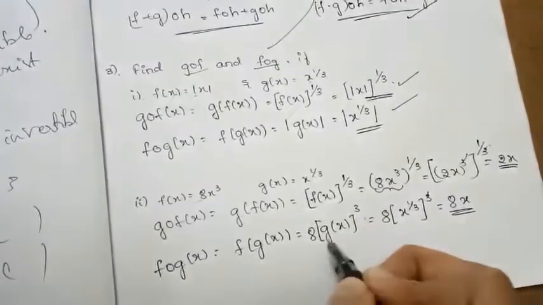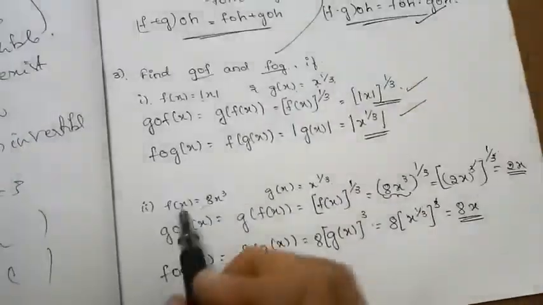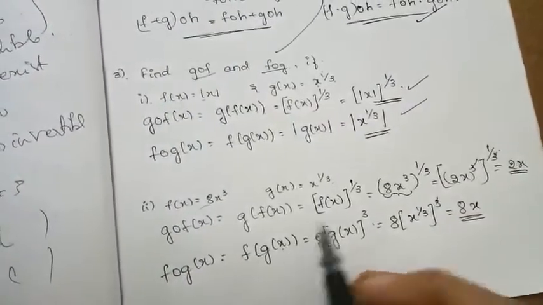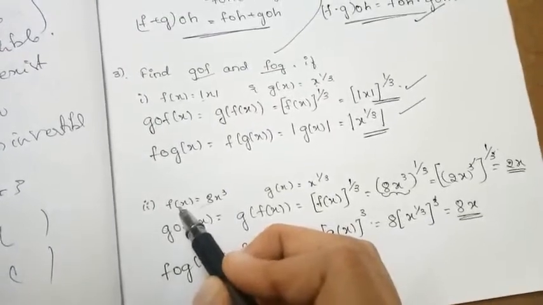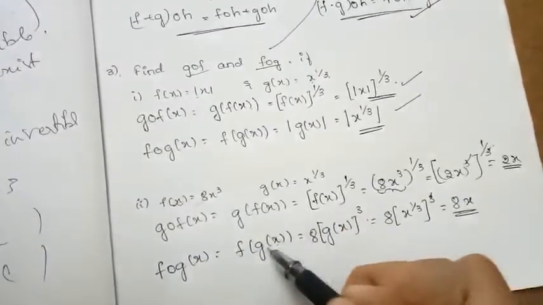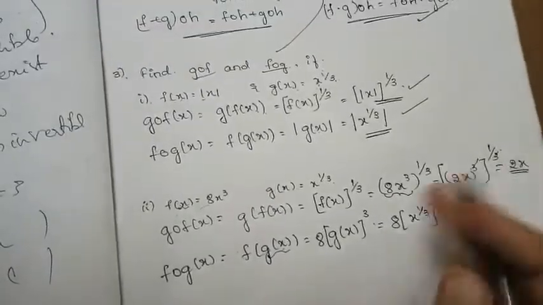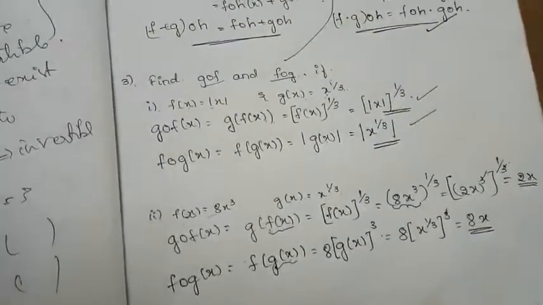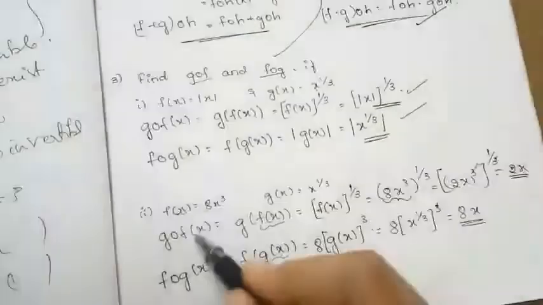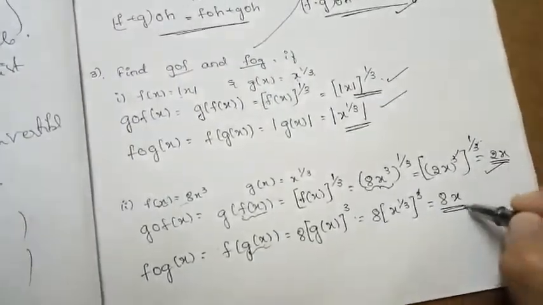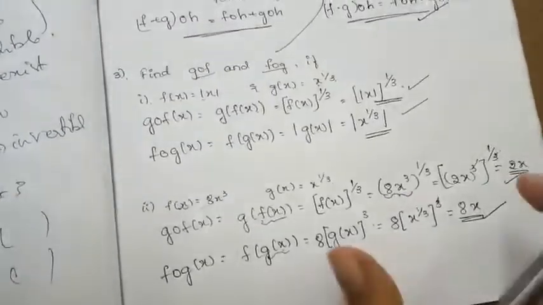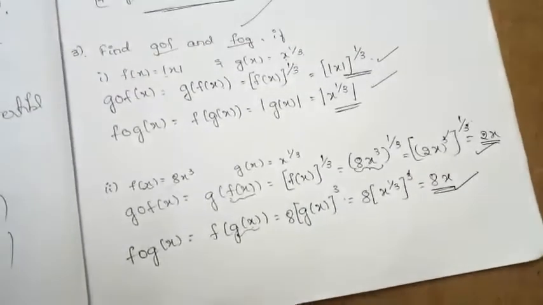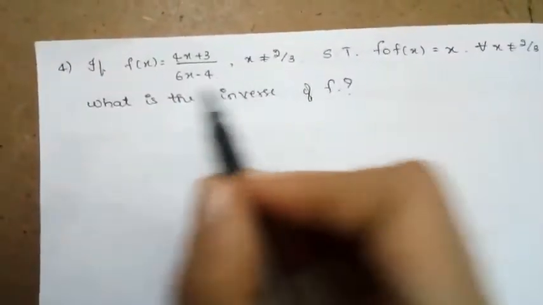So here, f(x) is 8x cubed. f(t) is 8t cubed. So f(g(x)) means we are just replacing the place where x is with g(x). Similarly here, where x is there, we are replacing that x with f(x). That's all with solving g∘f and f∘g. They asked us to find only this much, so we have found both. This is regarding the third question. So let us move to the fourth question.